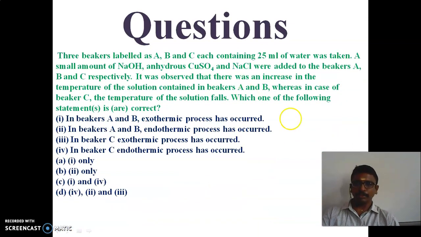And next question is, 3 beakers labeled as A, B and C, each containing 25 ml of water was taken. A small amount of sodium hydroxide (NaOH), anhydrous copper sulfate and NaCl were added to the beakers A, B and C. In A we have to add sodium hydroxide, in B we have to add copper sulfate, in C we have to add NaCl.